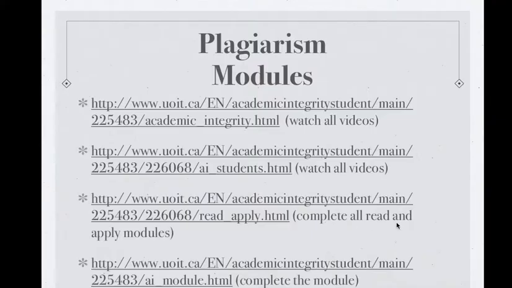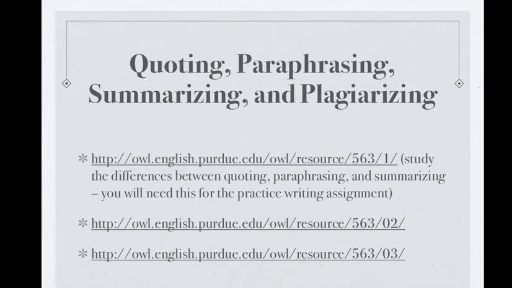The next section is more relevant to our practice writing assignment for the week. In this section, rather than just showing you what's wrong with how to write incorrectly through plagiarism, we also want you to know how to write correctly when referring to others' work. So in this section, we focus on the difference between quoting, paraphrasing, summarizing, and plagiarizing. And there are several additional resources that I would like you to refer to.